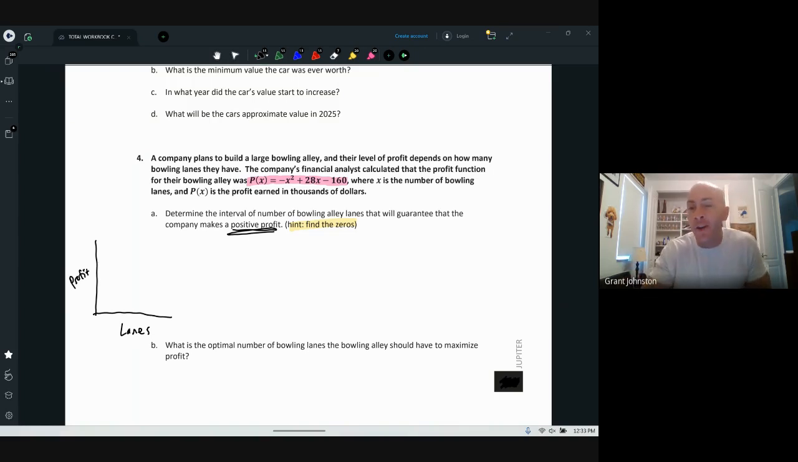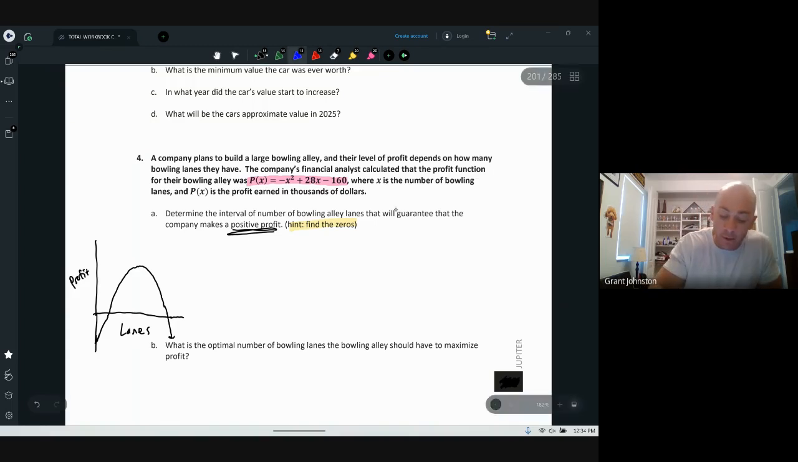For a certain number of lanes, they're going to have a negative profit. Obviously, if you have no bowling lanes, you're not going to make any money. You're going to have a negative profit. But after a certain number of lanes, you're going to start making a profit. And then if you have too many lanes, they'll be unused, right? If you have a bowling alley that has like 100 lanes, there's not going to be enough people to be on those lanes, so you're going to start making a negative profit. So you're trying to figure out the zeros, so you want to find the zeros with that equation.